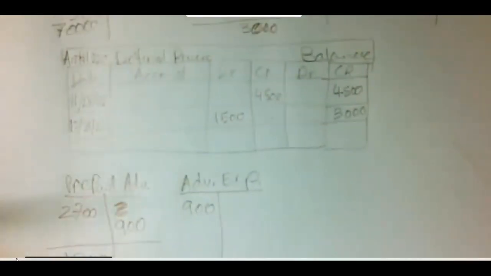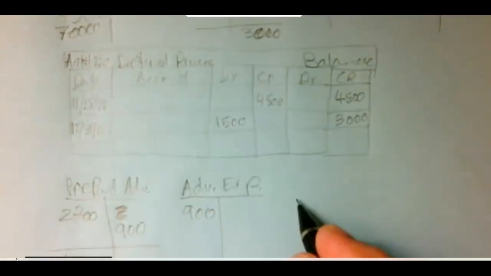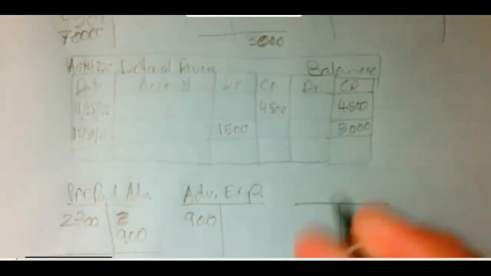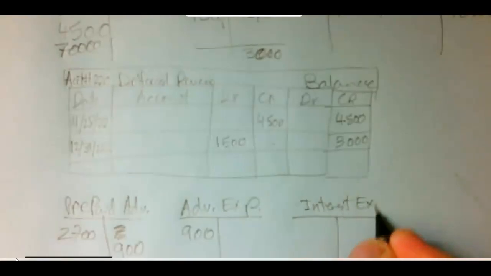Now, we are in, let's say, December 31st. So in December 31st, you're going to say 4 months is gone. I have interest expense for 4 months. How much was that? I forgot. Let's see. Interest expense for 4 months was $70,000 times 9% times 4 out of 12. That's $2,100.